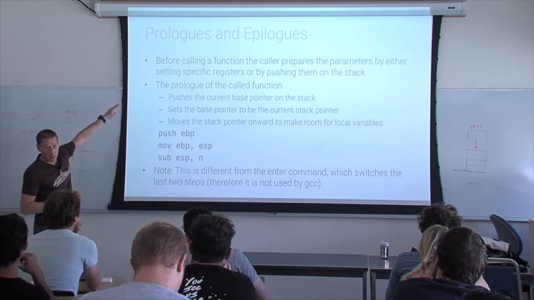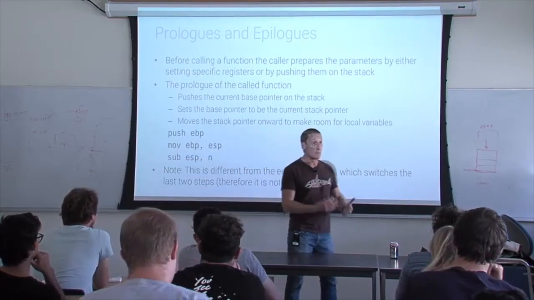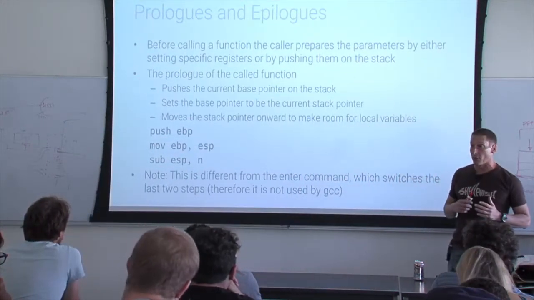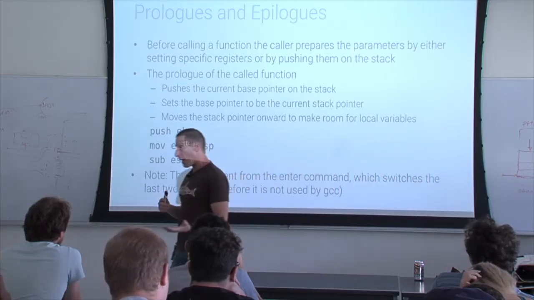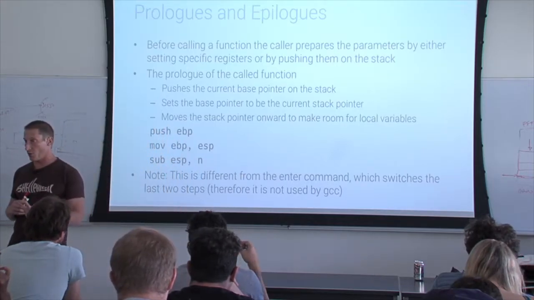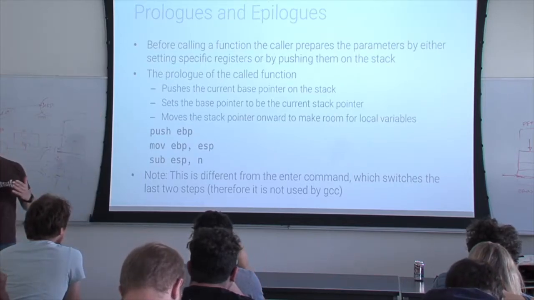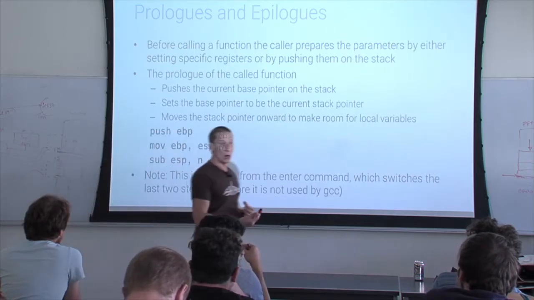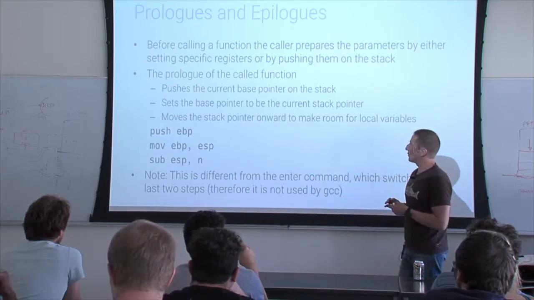Before calling a function, the caller has to do some preparation, fundamentally to pass the parameters to the called function. We will see there are different ways in which you can do calling and prologues and epilogues. We will see two versions, the one used by the 32-bit architecture and the one used by the 64-bit architecture. But you either set some specific registers to the values, or you push values on the stack, or you do both, depending on whatever the convention. It's a convention. You can do whatever you want.